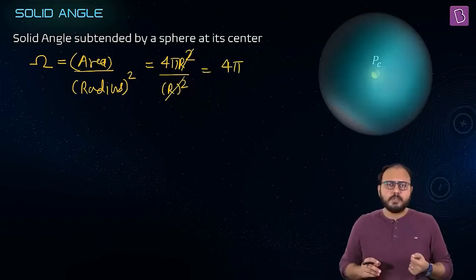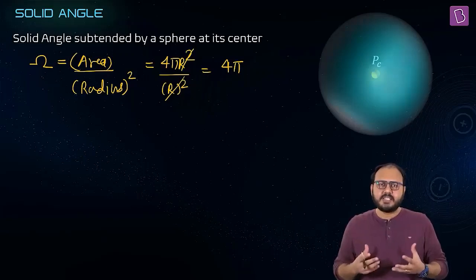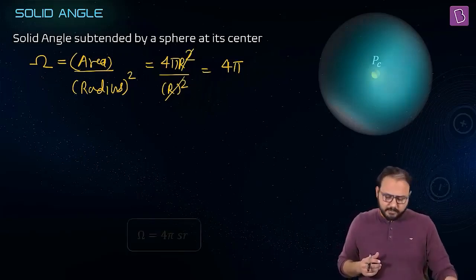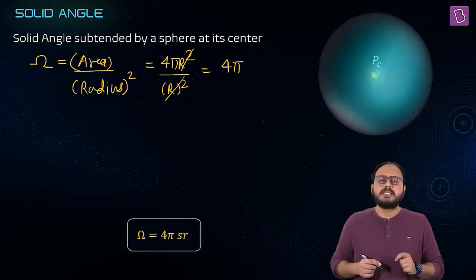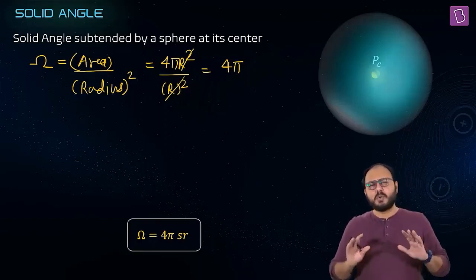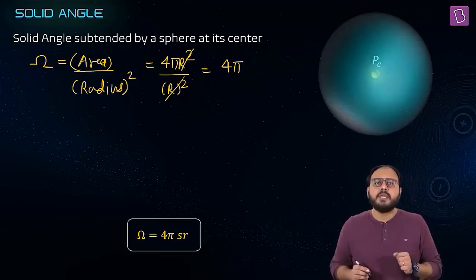First of all, is the math part okay? Because the math part is just the tip of the iceberg. The crux lies in the interpretation of what you have just received. Is the math part okay? So you have written 4 pi SR. What is SR? SR is short for steradian. Even if you don't write anything, sometimes it's okay. It's understood. Okay? Alright.